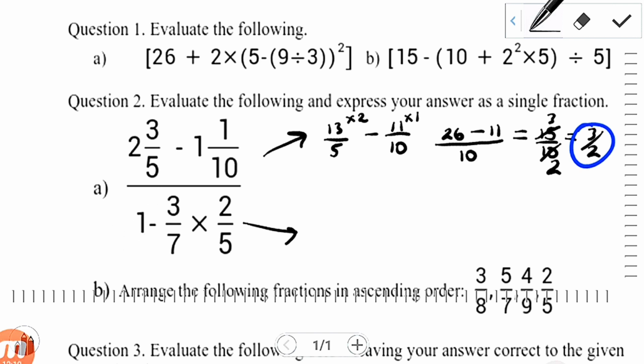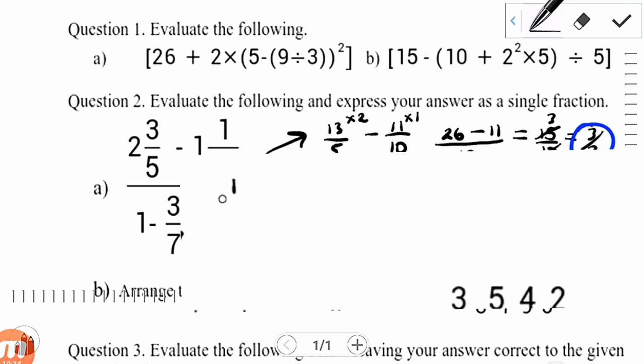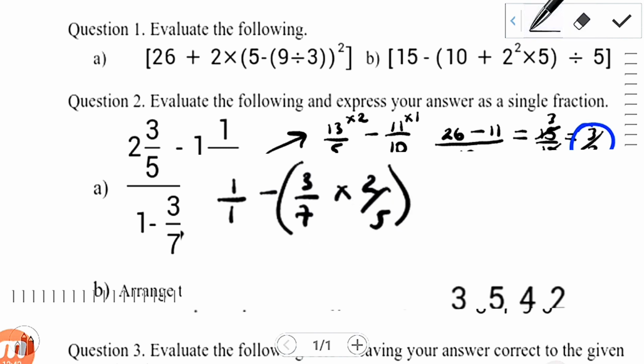So it's very important that before we actually start, let's express 1 as a fraction. So 1 as a fraction would have been 1 over 1. Okay, take away 3 over 7 multiplied by 2 over 3. Then this brings us back again to the whole concept of the PEMDAS rule. You're not allowed to subtract before you multiply. So therefore we are going to have to do this part of the problem first.